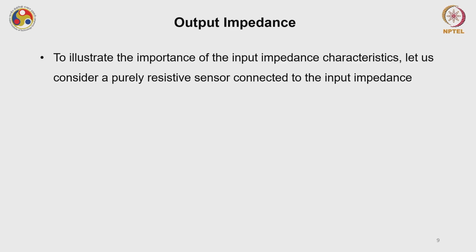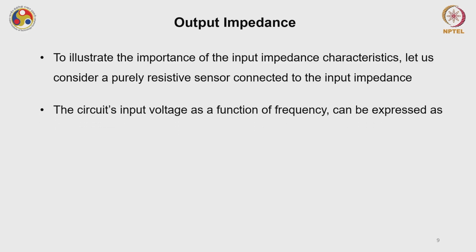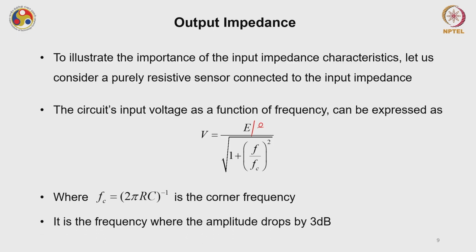Now, to illustrate the importance of the input impedance characteristic, let us consider a purely resistive sensor connected to an input impedance. The circuit's input voltage as a function of frequency can simply be expressed for this resistive kind of device as V equals E, or the small e that you have just seen, divided by the square root of 1 plus (f by fc) whole square, where fc is the corner frequency and can be represented by 1 by 2 pi RC. Please note that this fc, or the corner frequency, is the frequency where the amplitude drops by 3 dB.